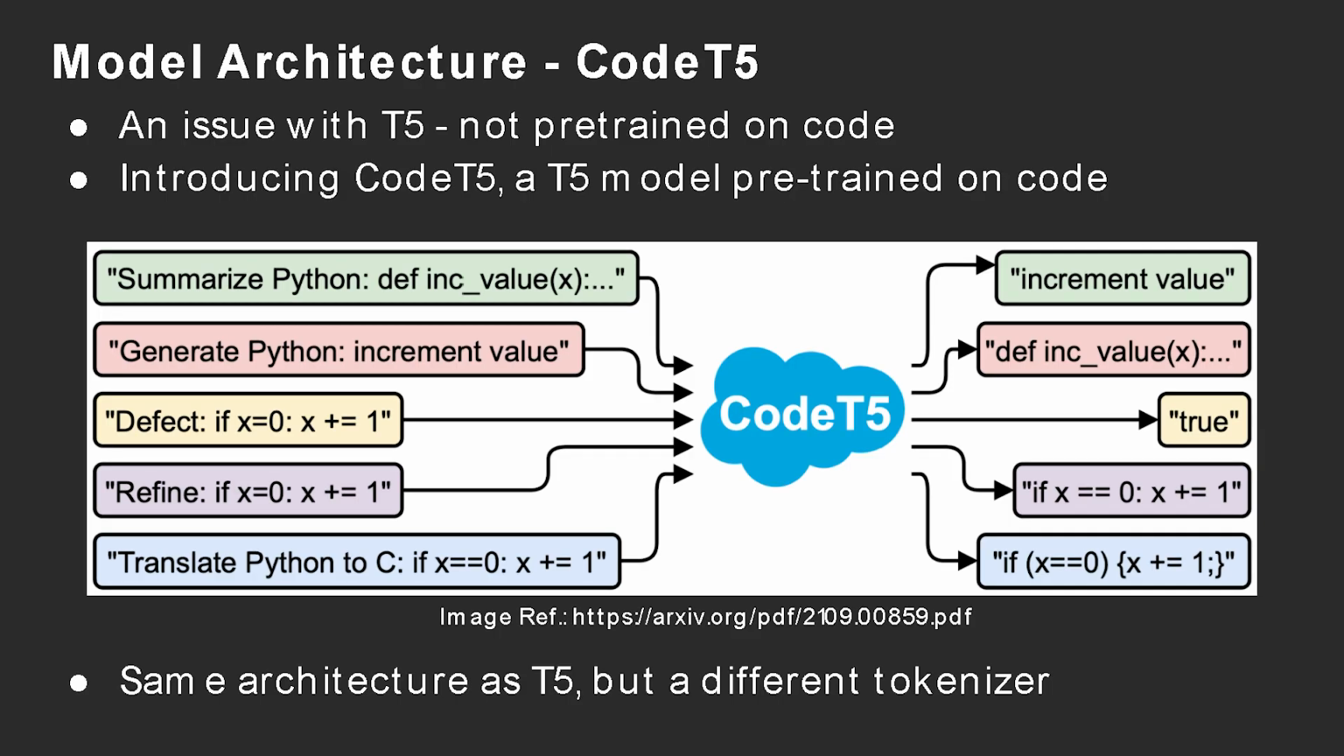As our project evolved, we found that the T5 model could not perform code generation as it is a model only pre-trained on natural language. So, in search of a model that was pre-trained on code, we found the CodeT5 model, which has a similar architecture as the T5 model but a different tokenizer. This tokenizer leverages the syntactical structure a code snippet possesses.